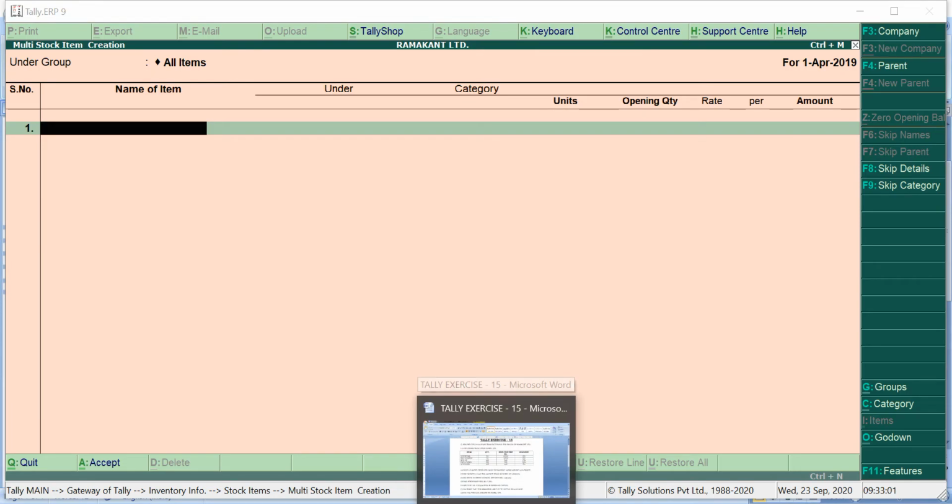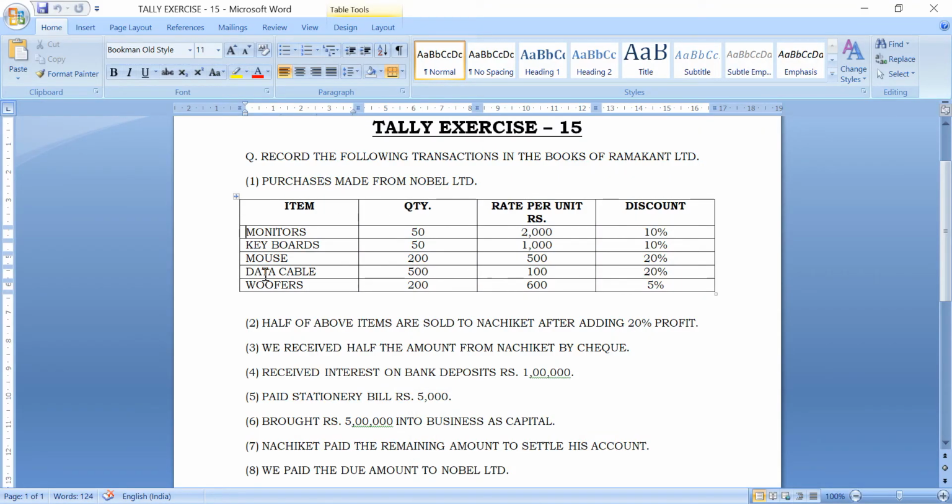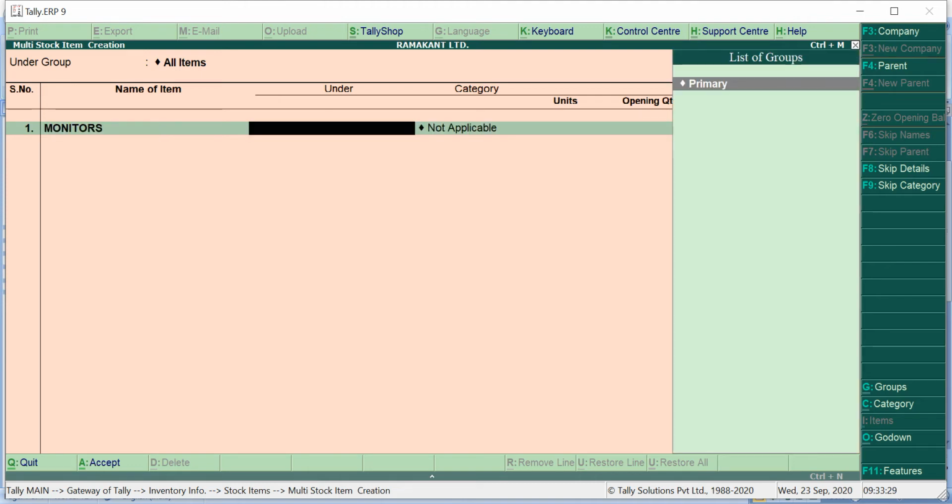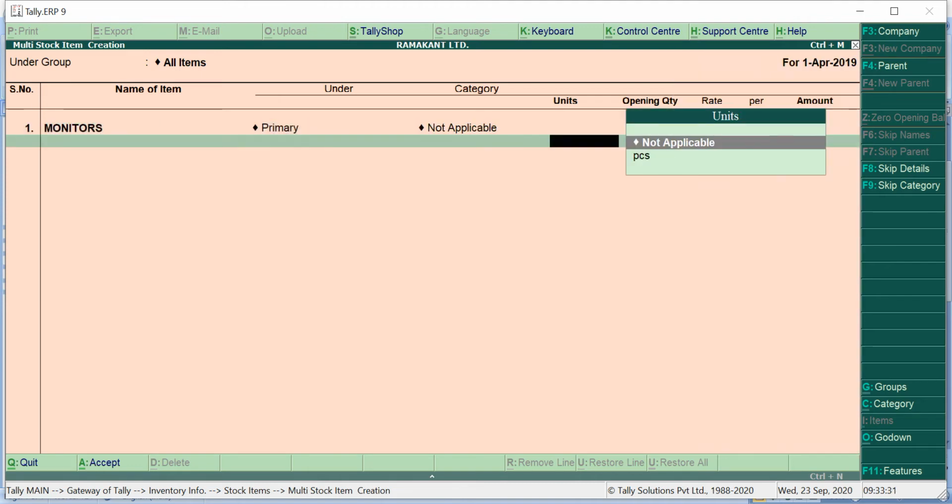We have to create how many items? We have to create only 5. We have monitors. We will not enter quantity and rate as of now because this is the data of purchase. There is no opening stock anywhere. Okay, so don't enter the amounts anywhere. Only create the items. So let us create monitors. Under primary group, no category, units, pieces. Opening stock is not there anywhere.